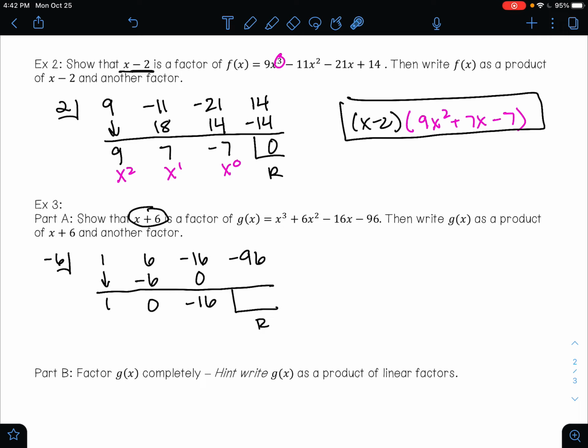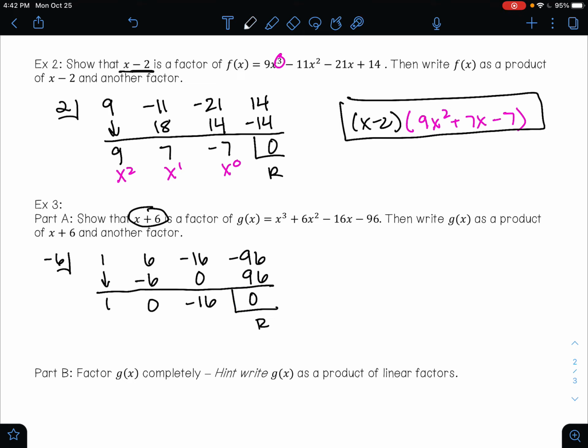Negative 6 times negative 16, I'm pretty sure that's 96, but let's double check. Gonna grab my calculator. Let's see. Yes, it is, 96. And negative 96 plus 96 is 0. So we've just shown that this is a factor because our remainder is 0.